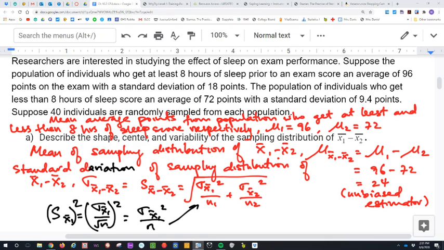Okay, I need to put n1. The same thing applies to the second part. I hope you get this part.